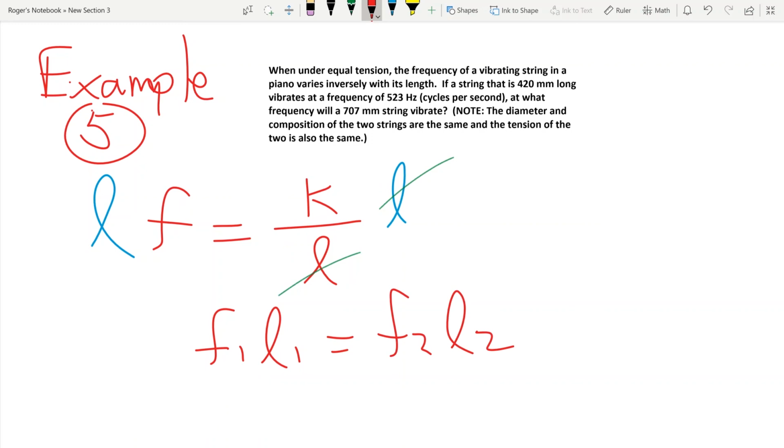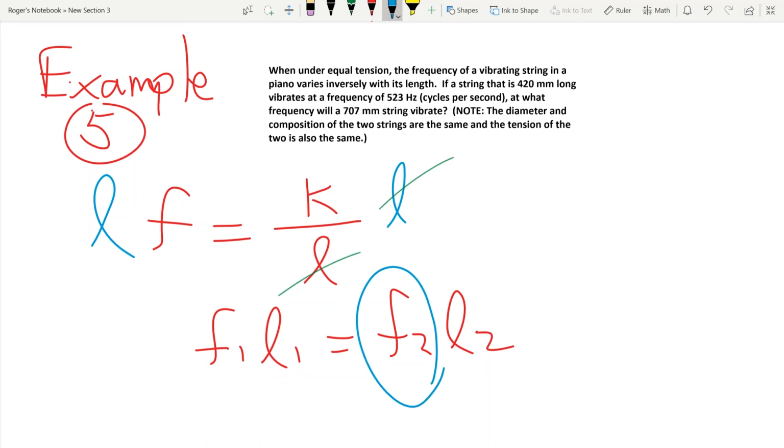Now notice the thing that is mentioned here at the bottom. The diameter and the composition of the two strings are the same. So we have two strings, exactly the same diameter, exactly the same materials, and we stretch them to exactly the same tension, but we have two different lengths. The first one is 420, vibrates at 523, and the second one is 707, and the question is, at what frequency will it vibrate? So we're looking for F2, second frequency.